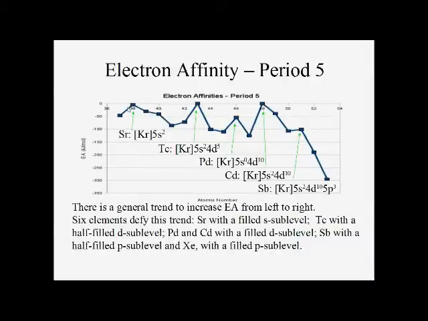Period 5, we're still seeing these trends. So when we have the s sublevel filled, electron affinity is low because it's difficult to start with d. When we have the d sublevel half filled, we have a very low electron affinity, close to 0, because it's hard to put in that first paired d electron.